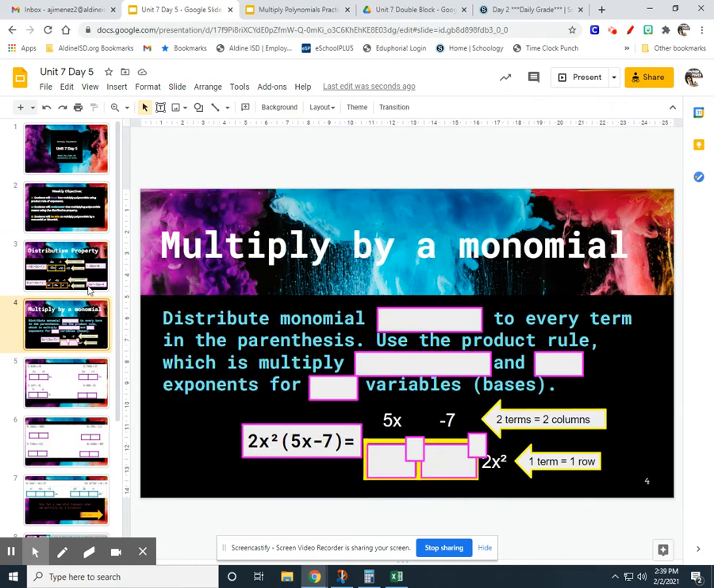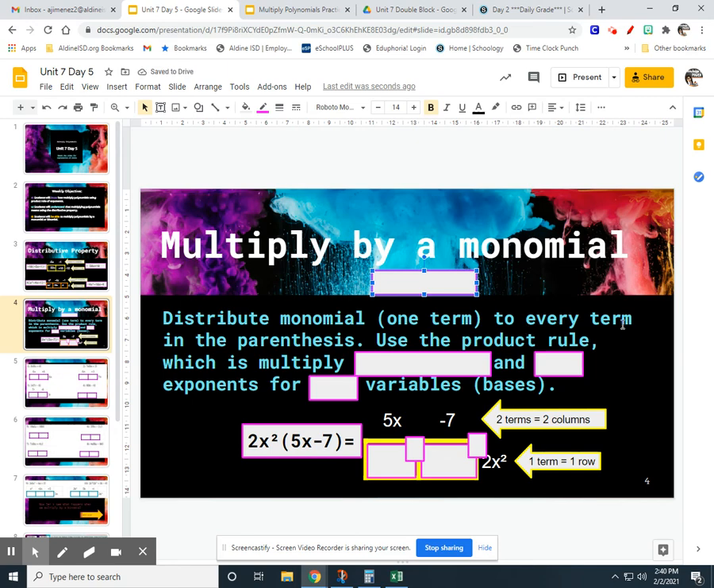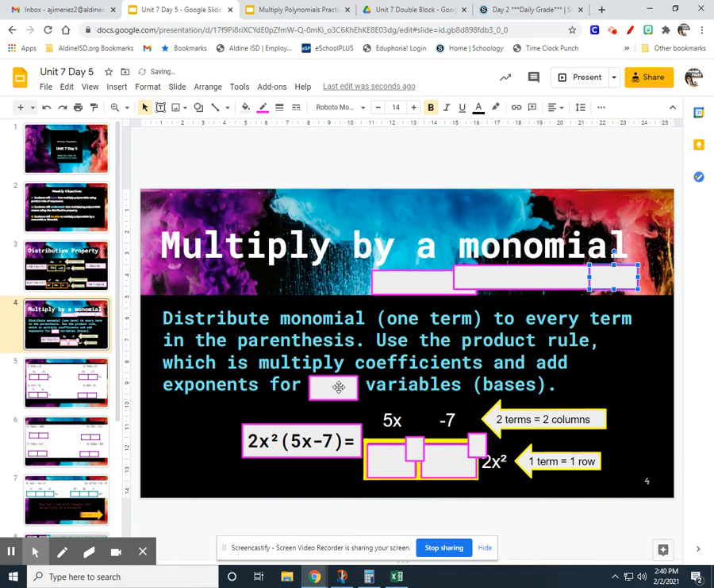Okay. Now that was just a distributive property. Now we're going to use that and we're going to distribute by a binomial. To distribute by a binomial, which is 1 term, you're going to distribute to every term in the parentheses. Use the product rule, which means to multiply the coefficients and add the exponents for like variables. You can delete those if you want. I like to just move the boxes to make it like a big grand reveal.